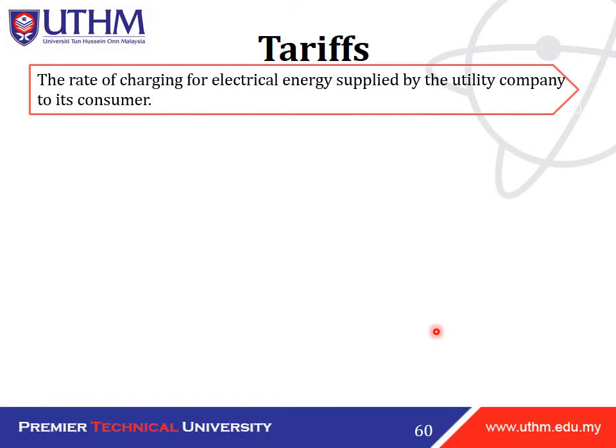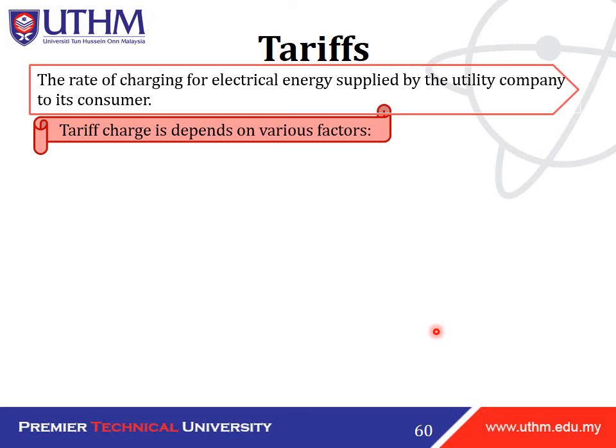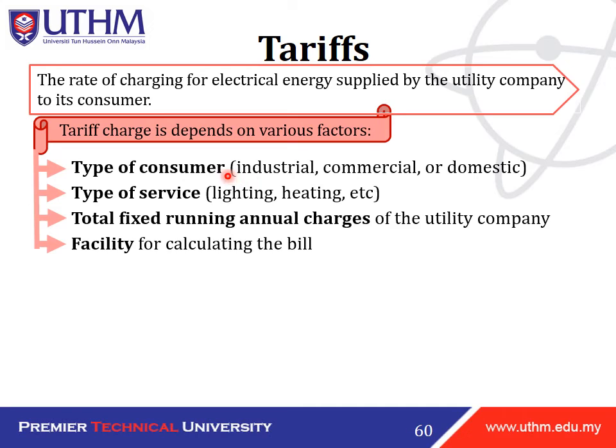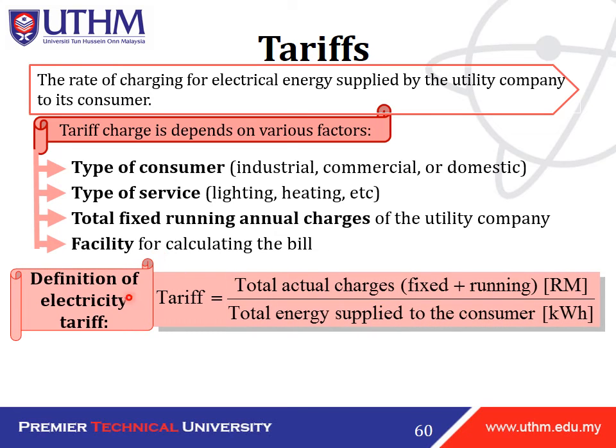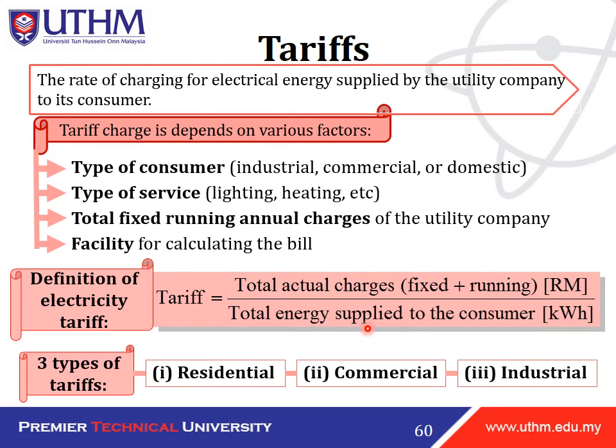Okay, now we move to the tariff. So, tariff is the rate of charging for electrical energy supplied by the utility company to its consumer. Tariff charge depends on various factors such as types of consumer, types of service, total fixed running annual charges of the utility company, and also facility for calculating the bill. The definition of electricity tariff is the total actual charges, fixed plus running, divided by total energy supplied to the consumer. Three types.